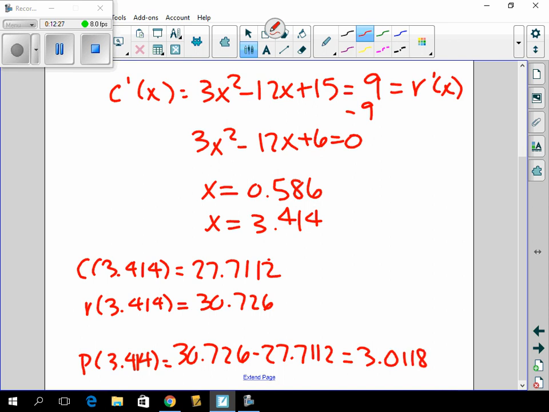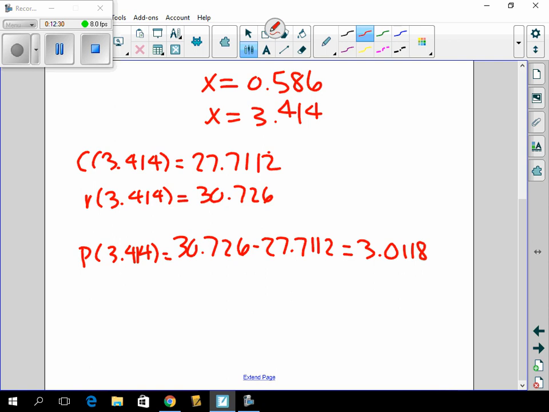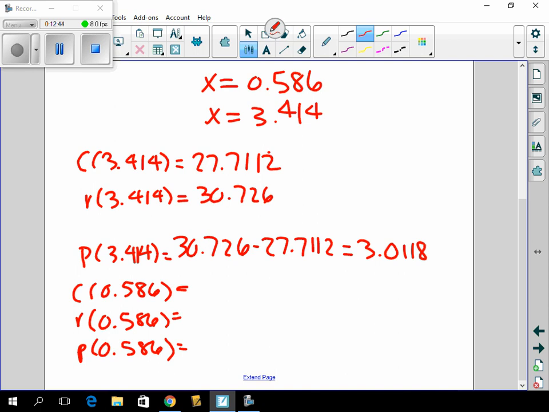So then I'm going to check my other critical point. So again, I'm going to check 0.586, the cost, and then my profit to see where I am maximizing my profit. So I get that my cost is 6.9308 and my revenue is 5.274. And so my profit again is my revenue minus my cost. And so we actually end up with a negative number, negative 1.6568.